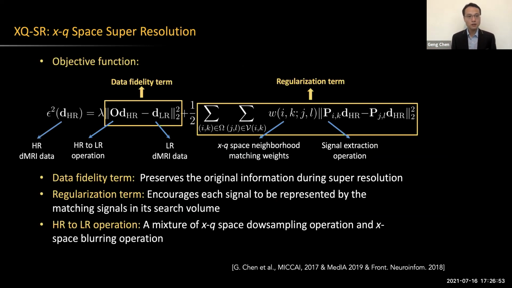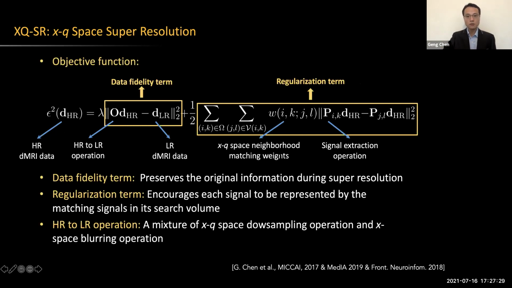To resolve this issue, we propose XQSR, XQ space super-resolution. We achieve this goal by using the objective function shown here. It is a regularization framework. We have a data fidelity term and another regularization term. Here, D_HR is the high resolution diffusion data, O is an operation to map the high resolution data to low resolution, and D_LR is the low resolution diffusion data.